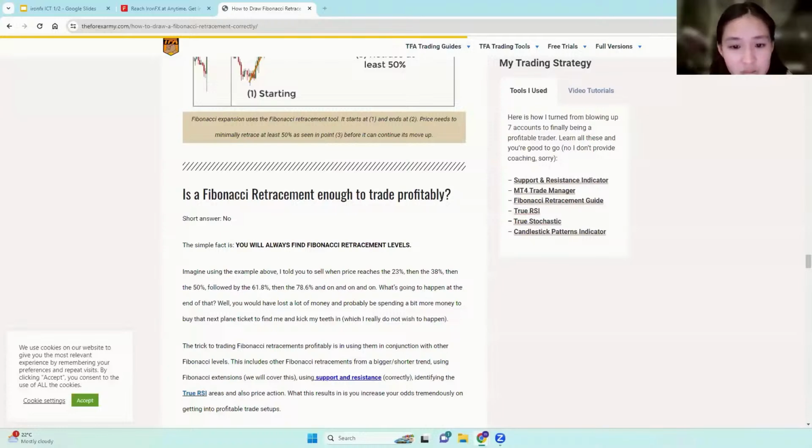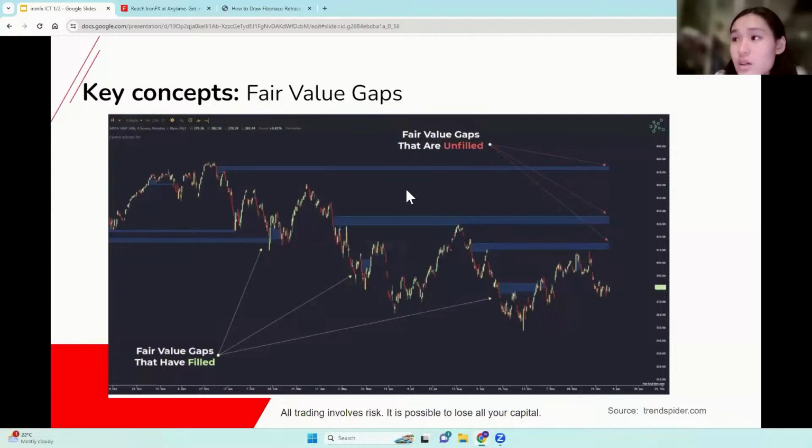Oh, we have a question. What happens to an FVG that has not been filled? If we go back to my slides, what it means when it's not filled is that we don't expect price to return to that area anytime soon. So we're not going to take note of those levels. We want to take note of the FVGs that have been filled in order to place your stop losses and your take profit levels according to those levels.